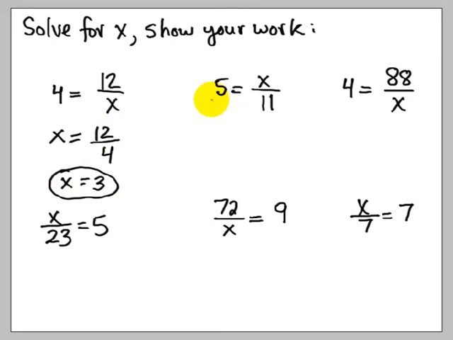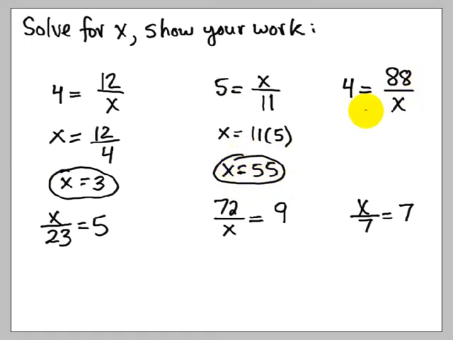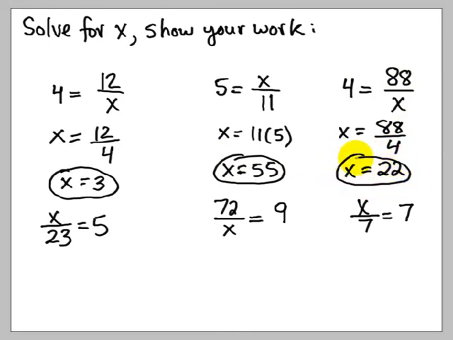How about this one? Well, if I were to put over 1 here, I'd have x is 11 times 5 divided by 1, which is the same as just 11 times 5, right? And so our answer is 55. On this one, we have 4 over 1. So x is 88 times 1 divided by 4. In other words, x is just 88 divided by 4. What is 88 divided by 4? 22, right? Okay.